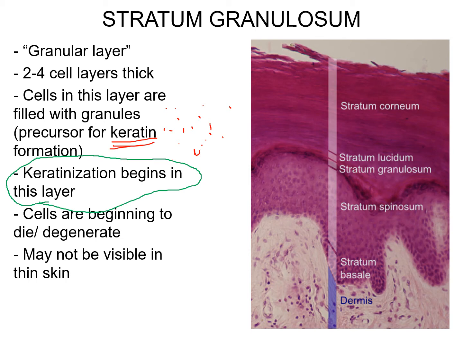So the two layers above this, the stratum lucidum and the stratum corneum, are both layers of dead cells. This is where they start to die because of this keratinization process. So every layer deeper than the stratum granulosum, the spinosum and the basale, the cells are going to be alive and kicking. Every layer above this, they're going to be dead. This is kind of that transition part.